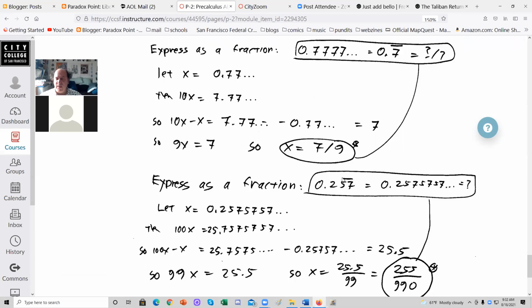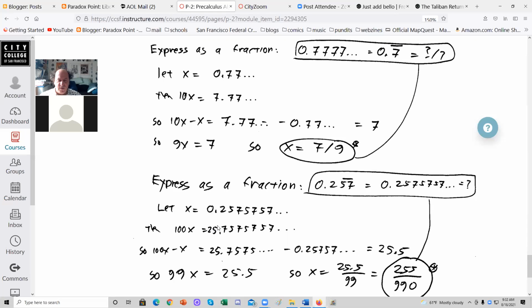0.257, then the 57 is repeated. So it's not 0.2, 57, 57, 57, 57. It doesn't repeat 257, 257, 257. That's a different number. But this one with the 57 repeating, what is it? Well, let x equal 0.2575757, etc. 100x moves it over 2 spaces, so 1 repeating block.